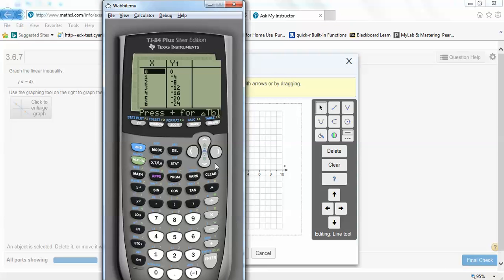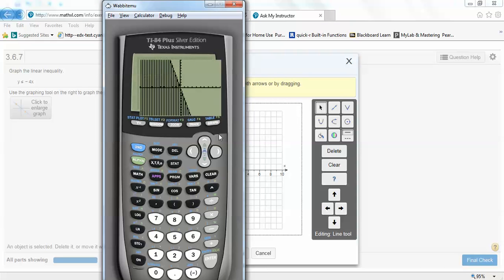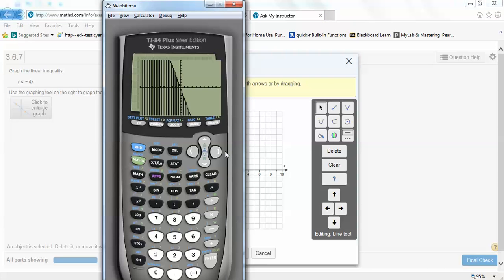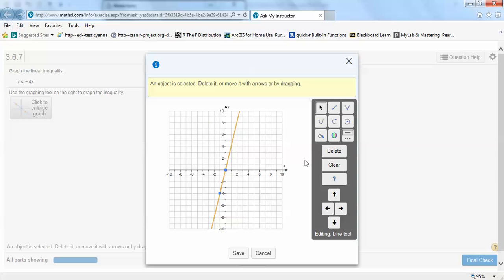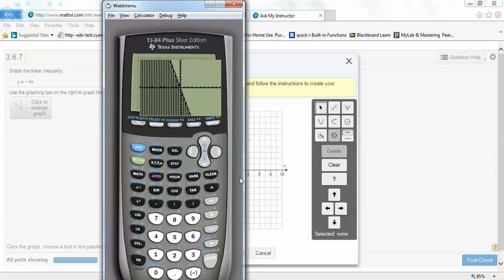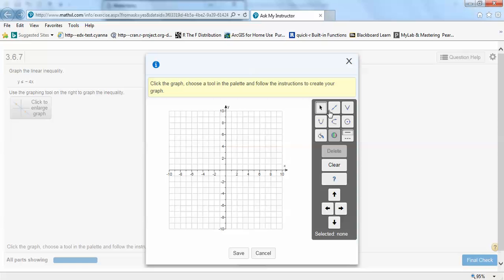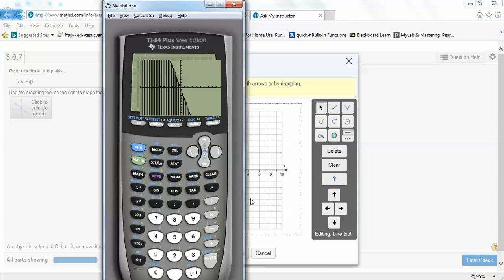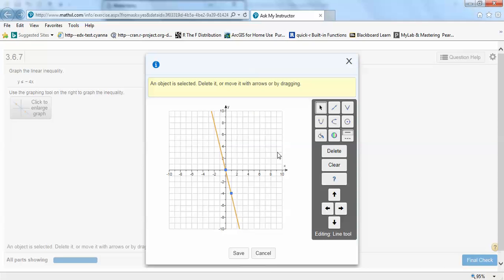And from my calculator, if I go back to graph, it looks like I plotted my points wrong. It's too early in the morning. Let's try it again. 0, 0, and 1, negative 4. Let's try that. 1, negative 4. Okay. And I'm shading this left side.